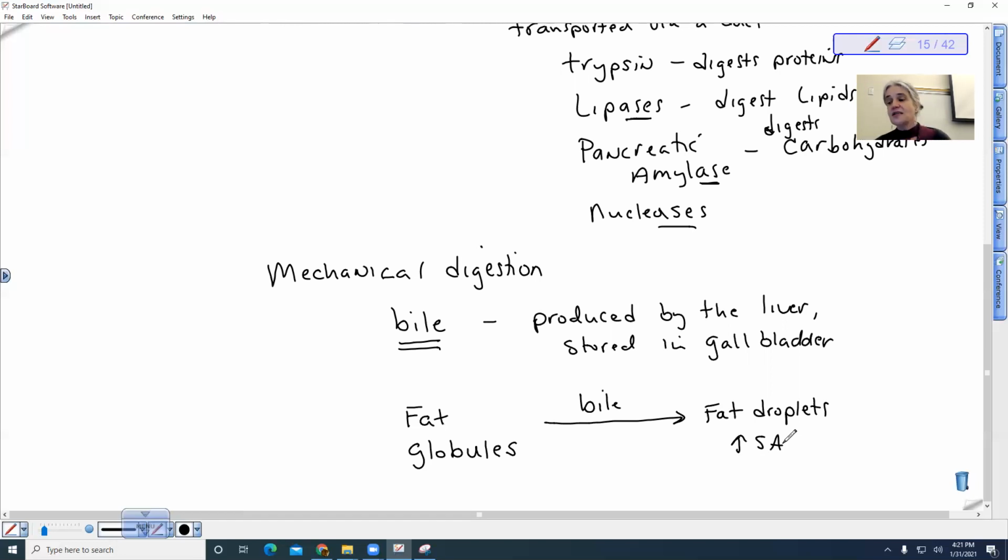Okay, so this is mechanical digestion. This is a detergent. It's an emulsifier. So think about when you're trying to wash a really greasy pan, the water will not wash it away because the fat is all globbed together. You add a detergent, it breaks down the fat globules into droplets, and then the water is strong enough to rinse it off. Same thing with the bile. It is mechanical, not chemical digestion.